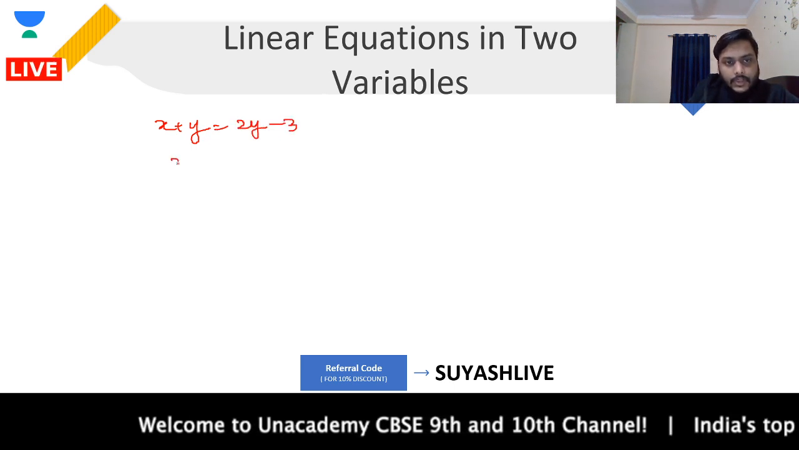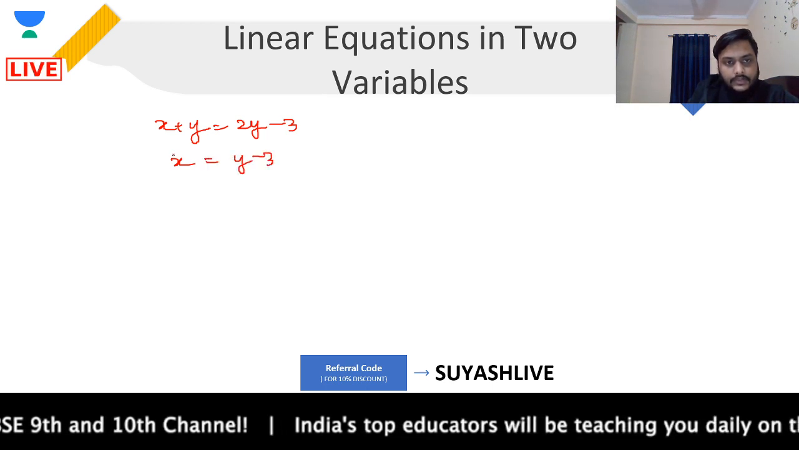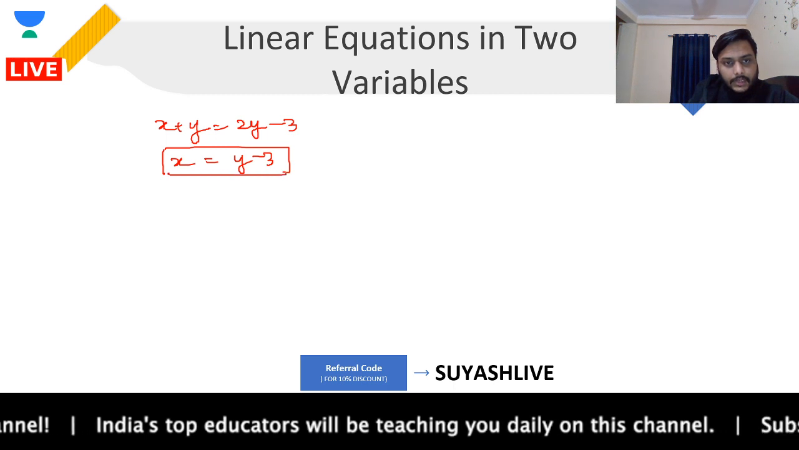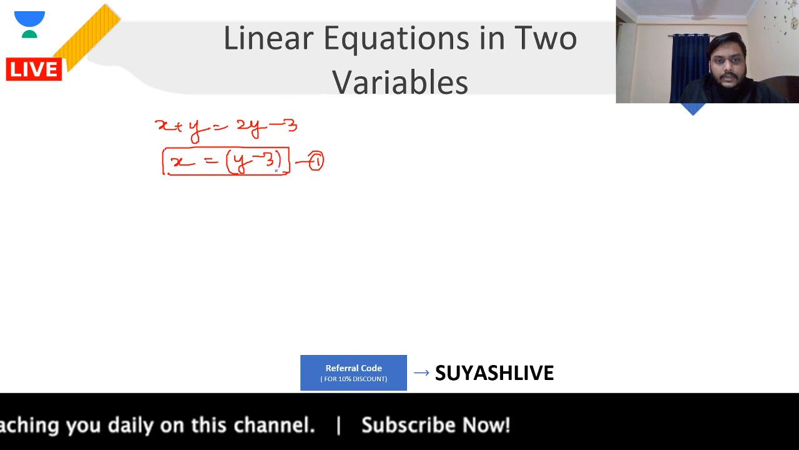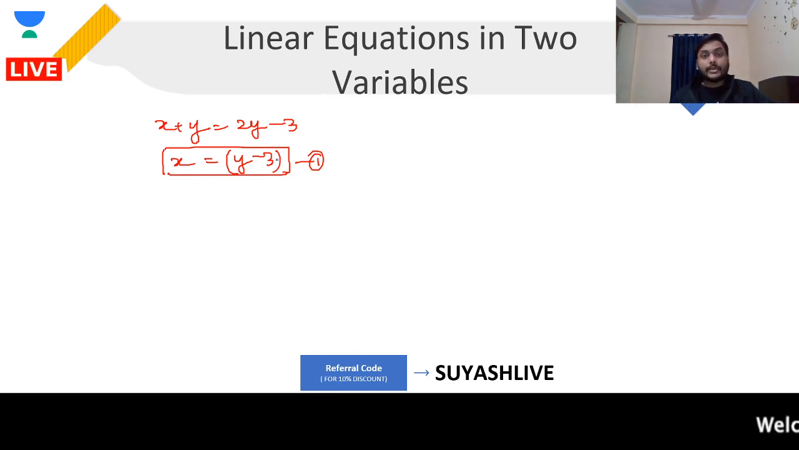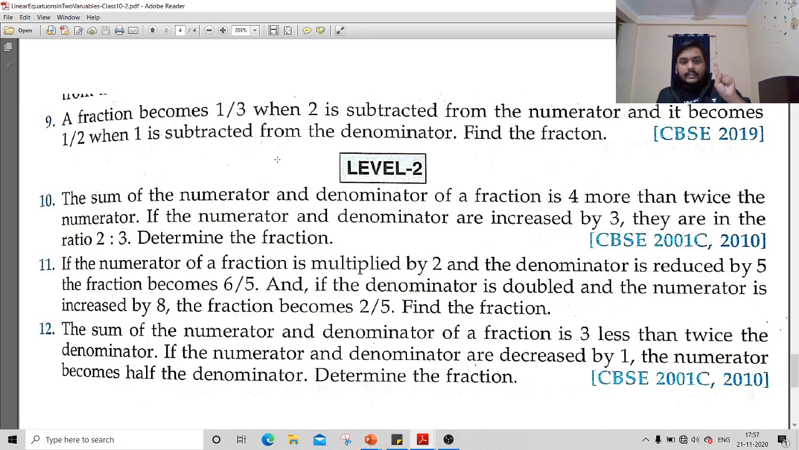This will give me x is equal to 2y minus y, that is y minus 3. This is my first equation. Are we clear? Now guys, when I got my first equation x is equal to y minus 3, now let's talk about the second condition. Second condition क्या है? ध्यान से देखो. Second condition says that if the numerator and denominator are decreased by 1, which means the new numerator is x minus 1 and the new denominator is y minus 1, then the numerator becomes half the denominator.